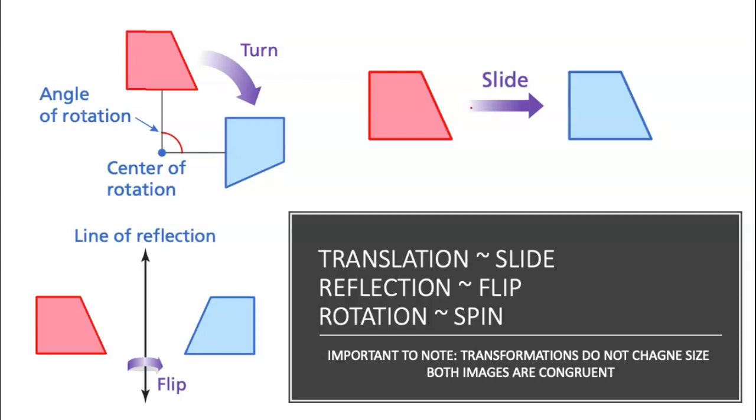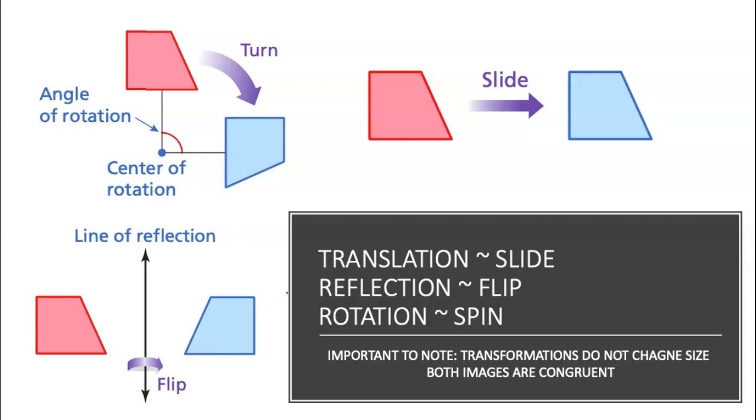Did we slide it over? That would be a translation. Did we turn it or spin it? That would be a rotation. Or did we flip it over a line of reflection? So the three words there again: translation, which means to slide; reflection, which means to flip it over; or rotation means to turn or to spin.